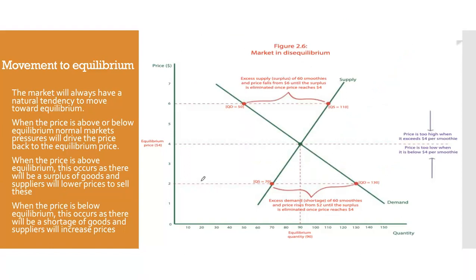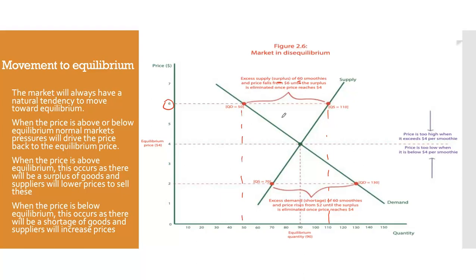So the movement to equilibrium is that the market will always have a tendency towards equilibrium. When the price is above or below equilibrium, there will be a market shift to drive the price back. So for example, if we look at the price of $6, as we said, we were going to have a surplus of 60 because the quantity supplied by the suppliers would be 110 and the quantity demanded by purchasers would be 50.